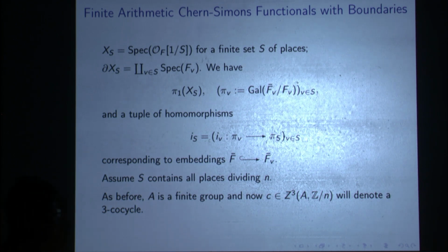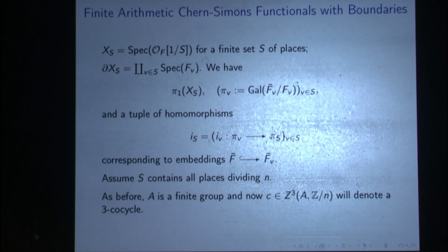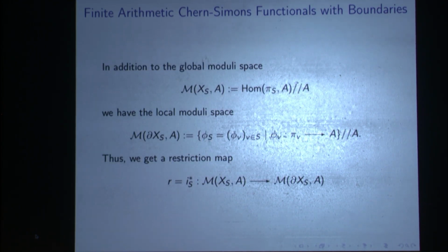Now, to define the Chern-Simons function in this case, we need to choose an actual cocycle rather than a cohomology class, as happens for 3-manifolds. But otherwise, the theory is exactly the same.